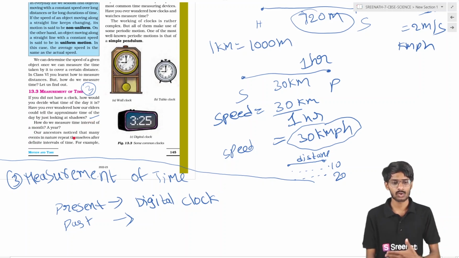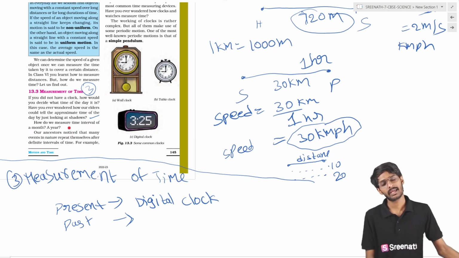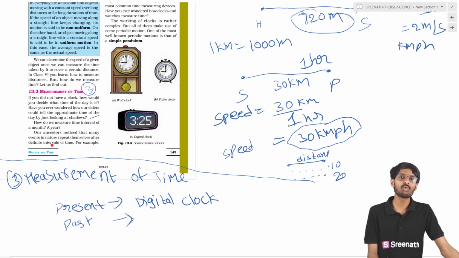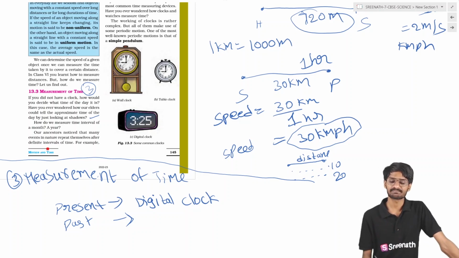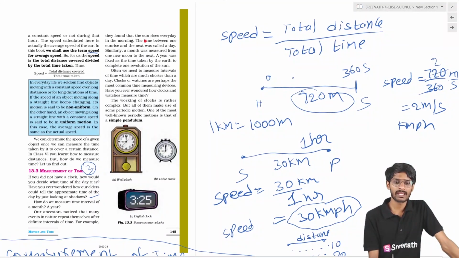By looking at the shadows, the moon, the sun, the sunrise and sunset, and the motion of the sun, they measured the time. If there is one sunrise and one sunset, then you will say that one day is completed. Whenever there is a sunrise, the next day has started, like that, students.